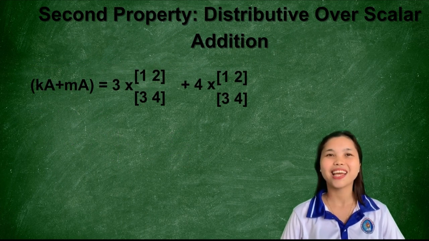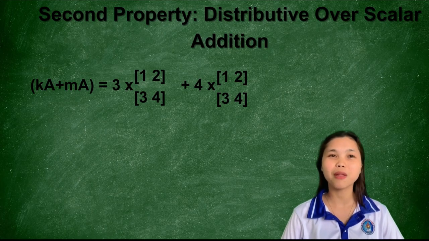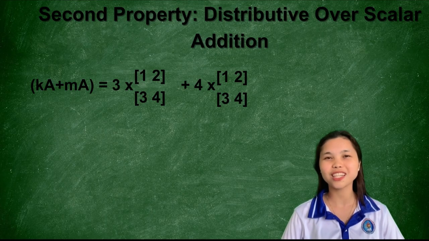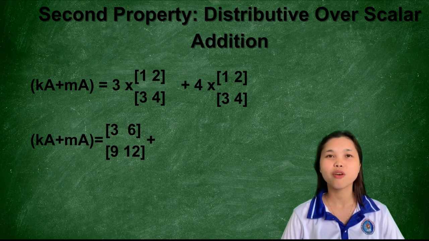Let's do it the other way. Let's try to multiply each scalar to our matrix A separately. Note, we're just going to follow the same process. We're going to do it first with the first row. So let's begin with 3 times 1, which is equal to 3.